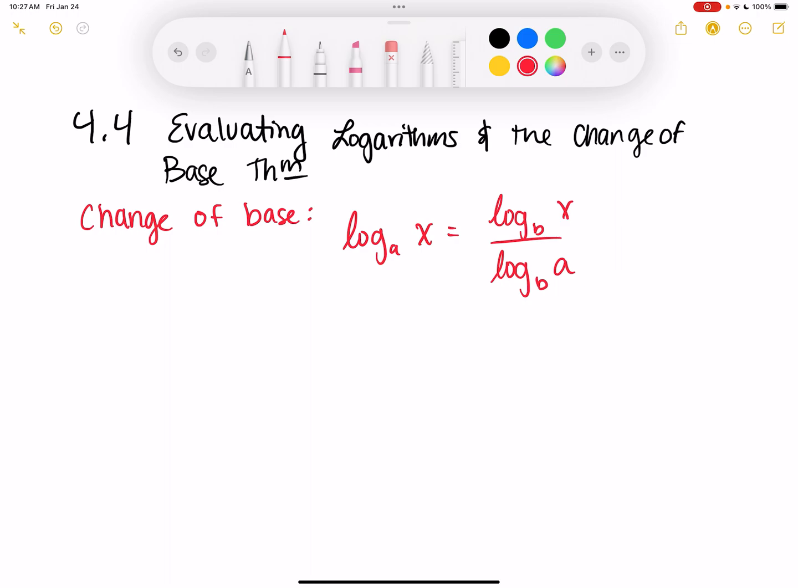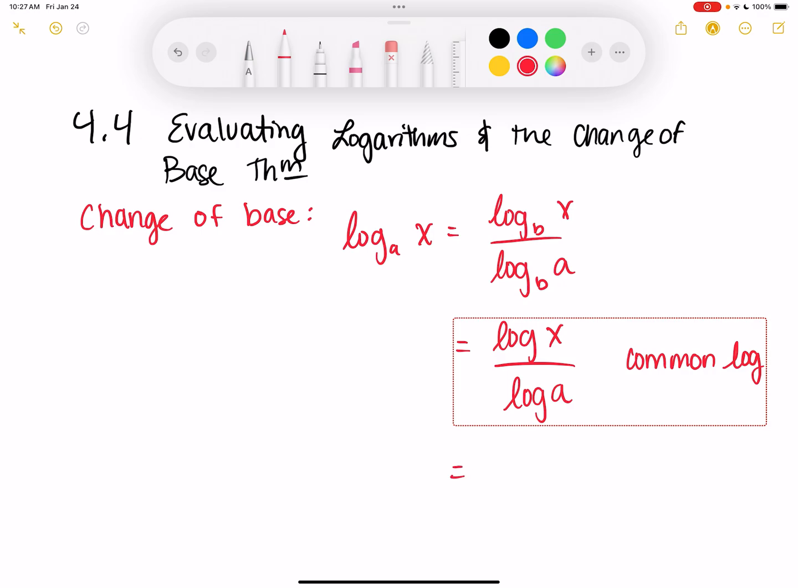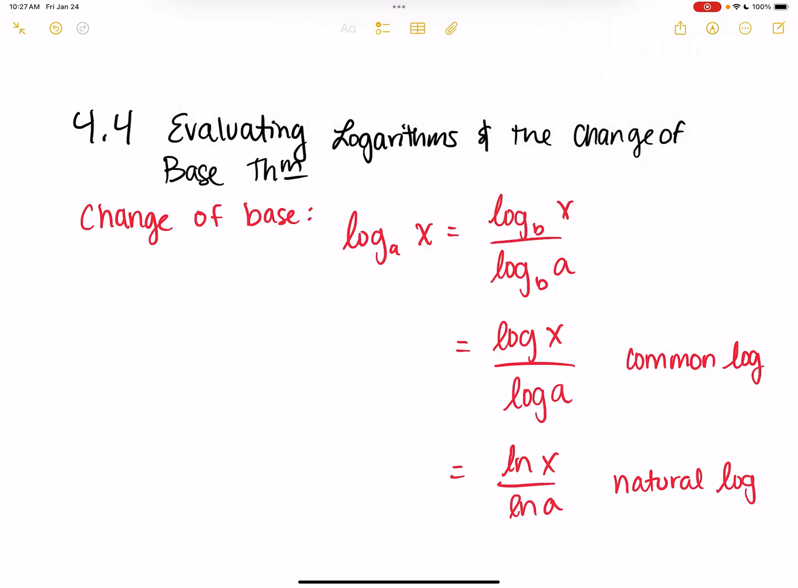So if it's base A and we say, well, we want it to be base B, we can rewrite this as log base B of x over log base B of A. Typically, though, we're using common logs or natural logs to rewrite this. So the other way we could redo this is we could do the log of x over the log of A, which would be if we used common logs. If we use natural logs, we would have ln of x over the ln of A. And so this is just another way. I don't know why it's putting boxes around everything. Let's turn that off. It's just a different way that we can solve for it.